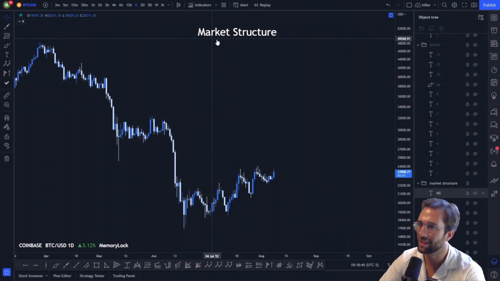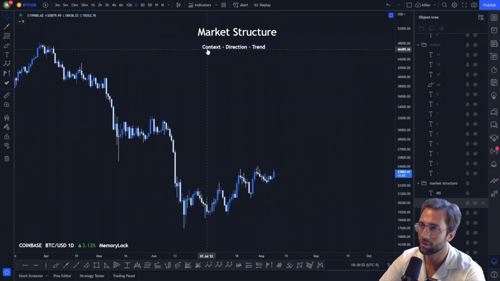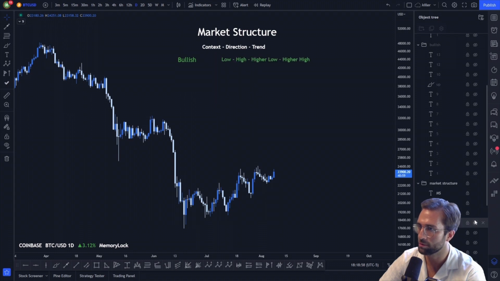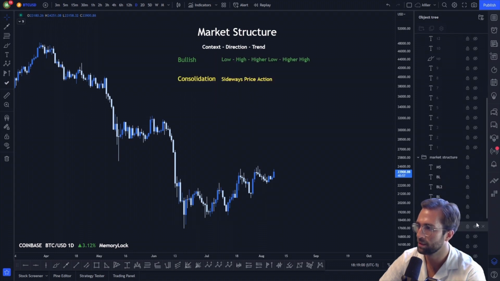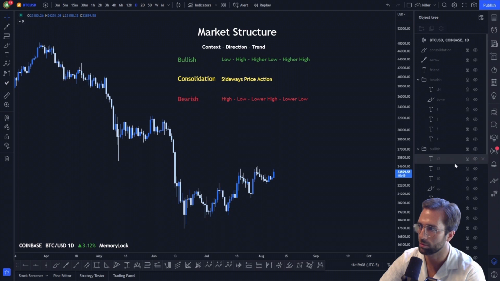Market structure is a key and fundamental aspect of technical analysis, arguably one of the most important. It gives you context, direction, and trend for your trades. Price can go in one of three directions: up, sideways, or down. We have trend identifying patterns for bullish market structure and for bearish market structure.